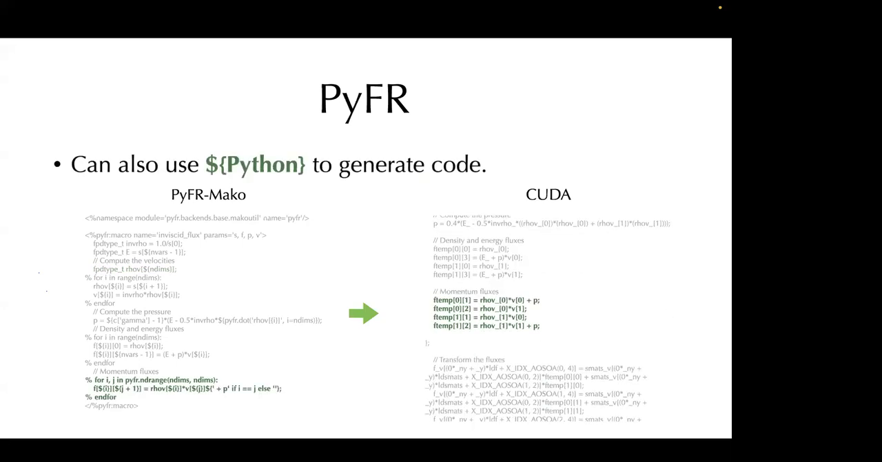This idea extends in that we can also use Python to generate our code. So on the left-hand side here, we have a Python for loop. And on the right-hand side, that generates 4 lines of actual code. So this again lets us have a single template that works for 2D and 3D and guarantee that there's no overhead at runtime.